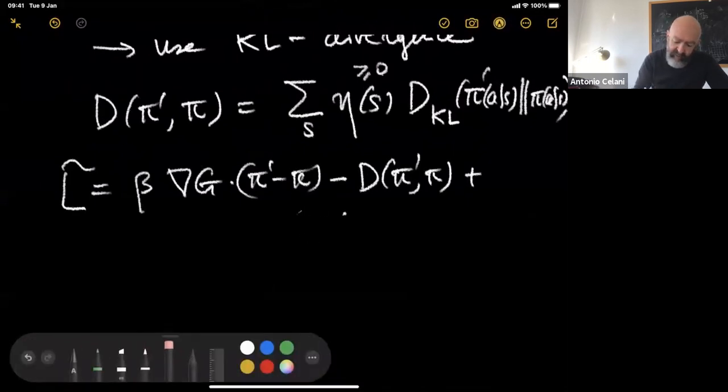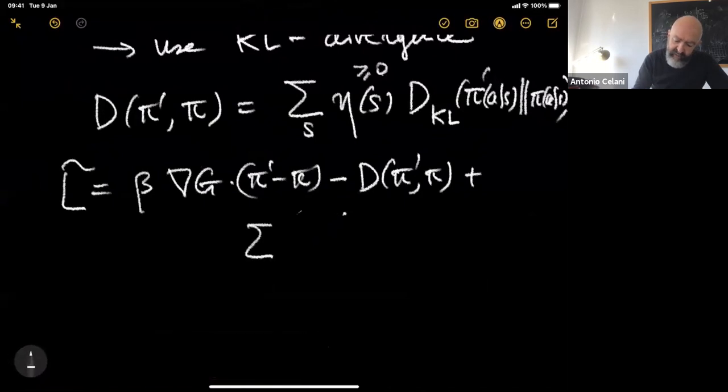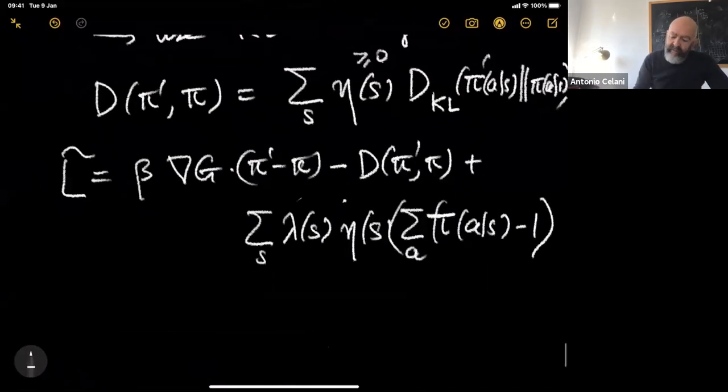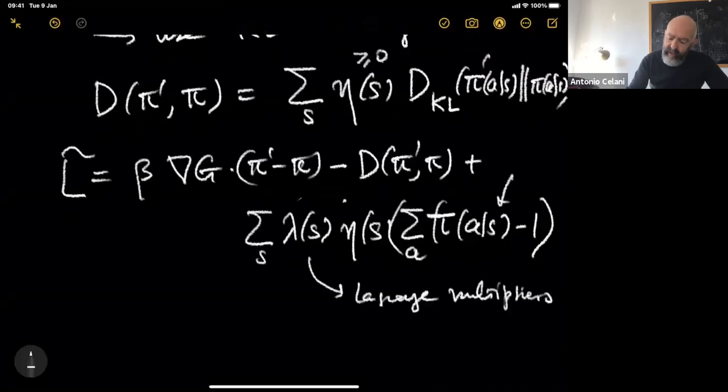I have to impose normalization for each state. This is a set of Lagrange multipliers. I also multiply them by eta s for a reason that will be clear in a second. And then I have to impose the condition that my policies are normalized to 1. Okay? So these are Lagrange multipliers, and these are the constraints.